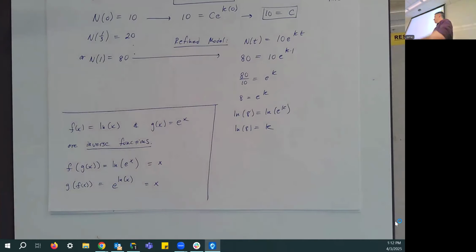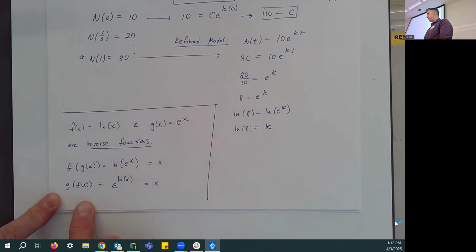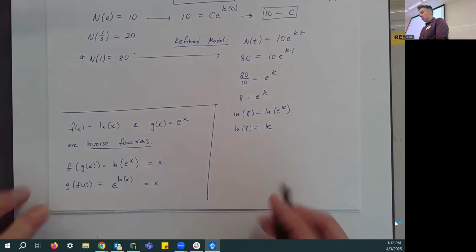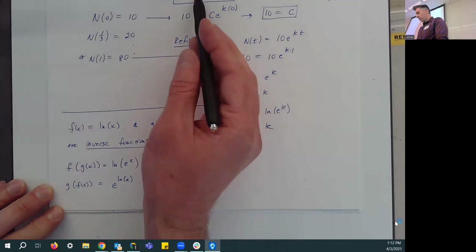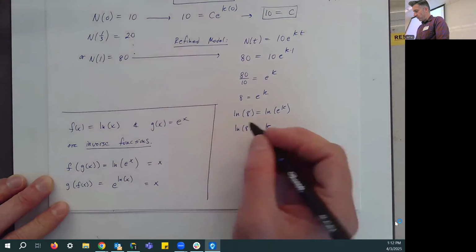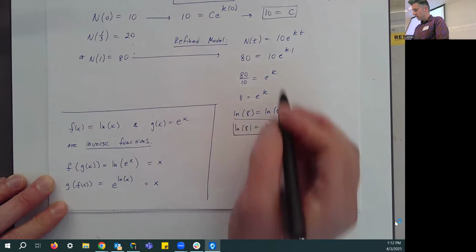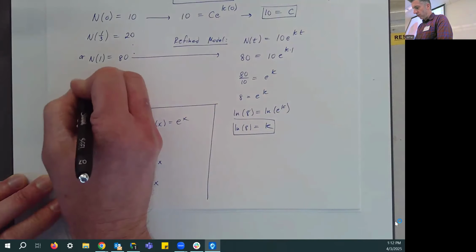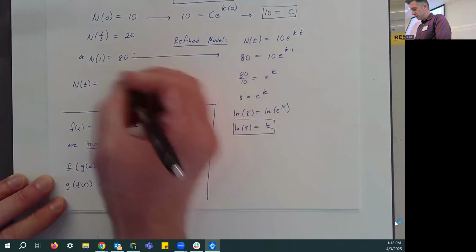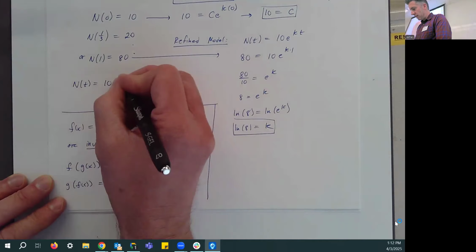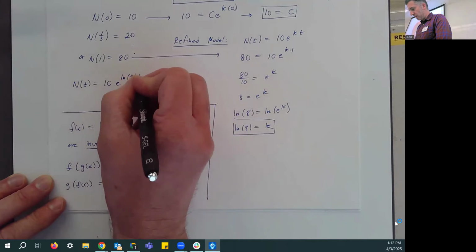So yeah, let's finish this example very quickly, and then we'll kind of circle back around to this point here, because that is actually where we were headed next. So just to point out here, now that we have both K and C, our growth model is 10e to the natural log of 8 times t.